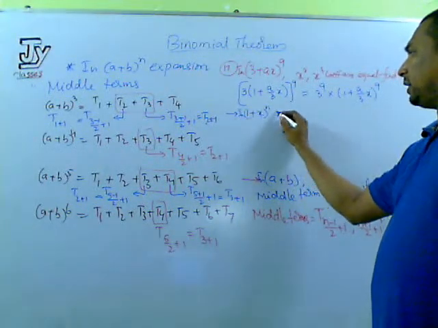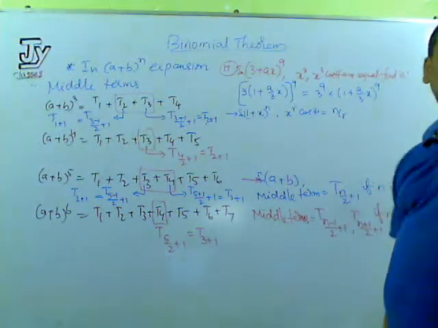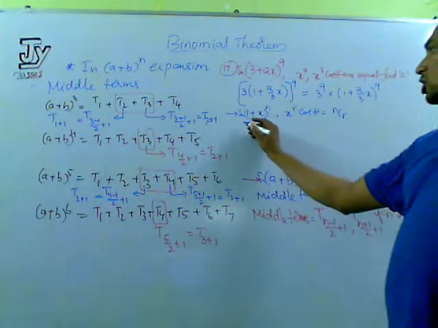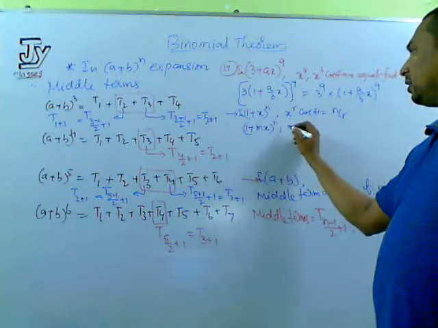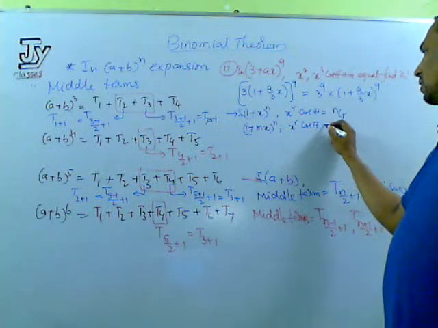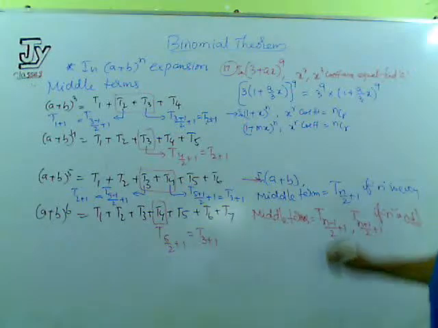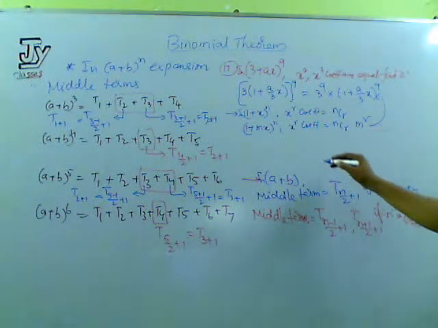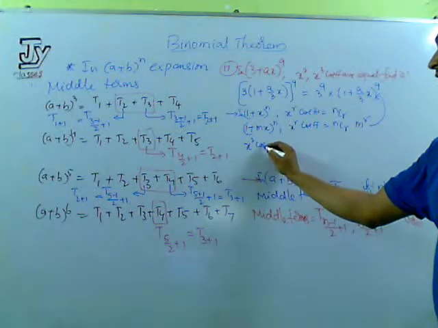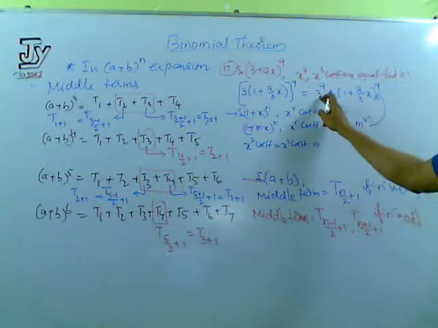Now one formula we have to remember: in (1 plus x) whole power n, what is the x power r coefficient? It is nCr. Suppose (1 plus mx) whole power n. What is the x power r coefficient? It is nCr into (mx) whole power r, meaning m power r into x power r, so nCr into m power r. So in this formula, the x power 2 coefficient is equal to the x power 3 coefficient. That implies, see, this is common.